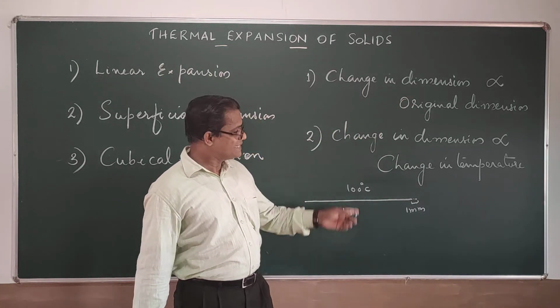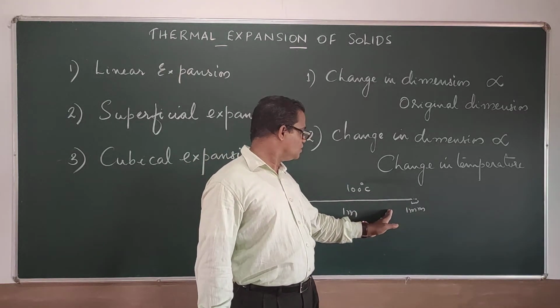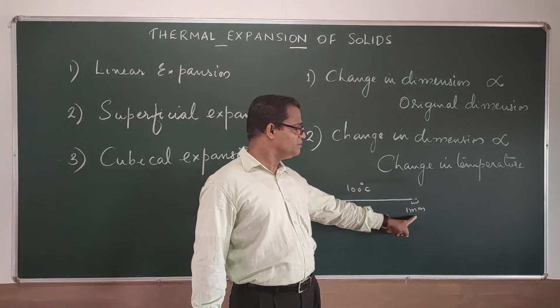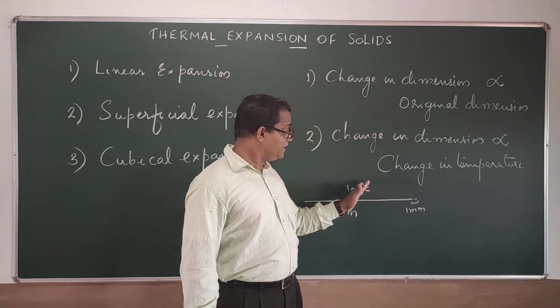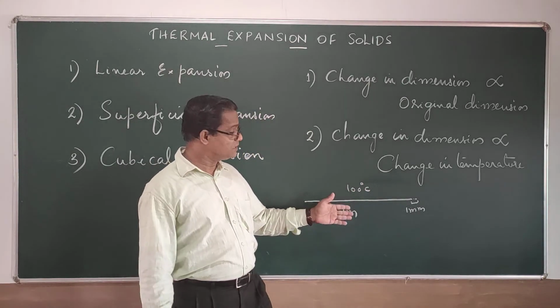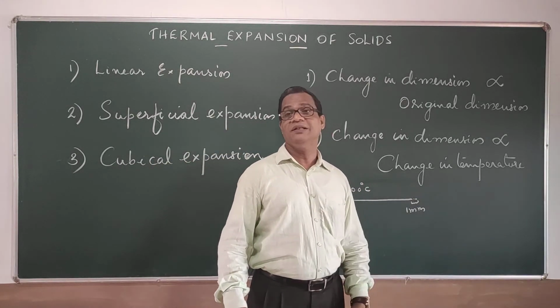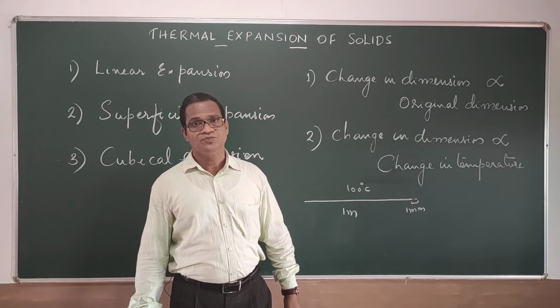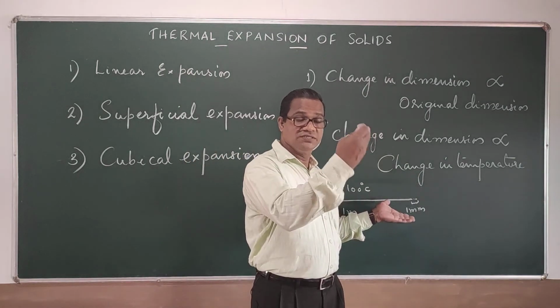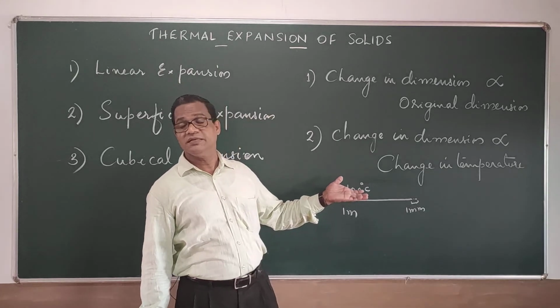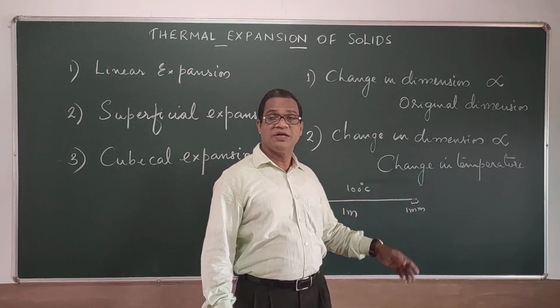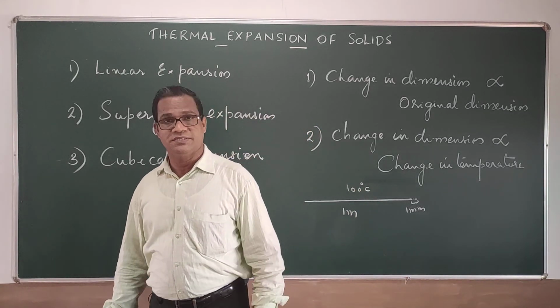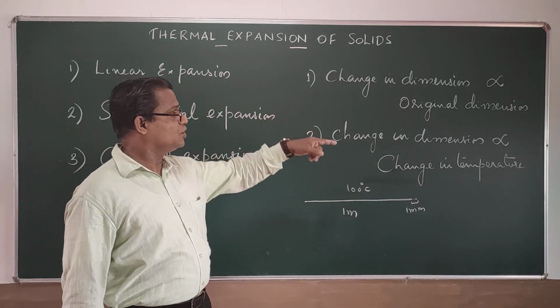Second one is that the 1 meter long rod heated to 100 degrees Celsius gives 1 millimeter expansion. If I heat it to 200 degrees Celsius, I will be getting more expansion, more than 1 millimeter. So as the temperature increases more and more, the expansion also will be increasing. That is the idea you can obtain from this.